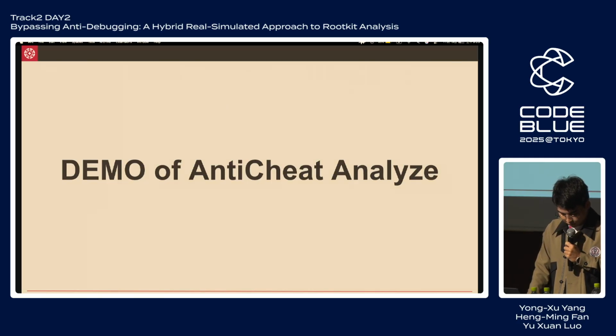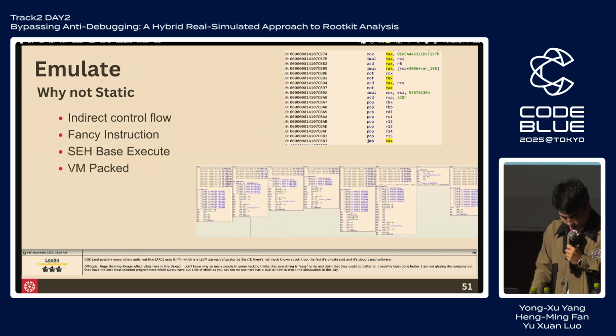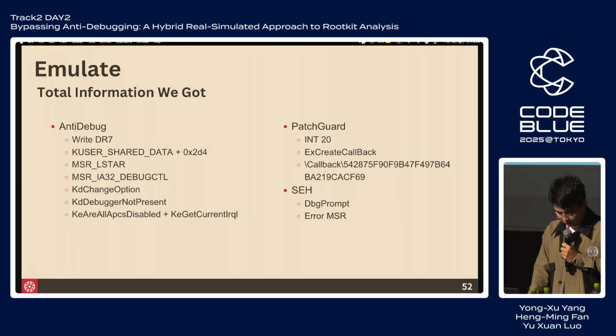We are now showing detection techniques uncovered by emulating a real anti-cheat driver. You may ask, why not just use IDA? Well, static analysis is almost impossible for this sample. It is heavily obfuscated, using things like SEH for control flow, and it's packed with VMProtect. Trying to reverse that statically would be a nightmare. The following two pages list the monitored detection methods that we discovered.